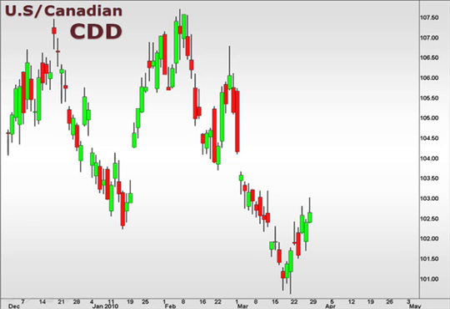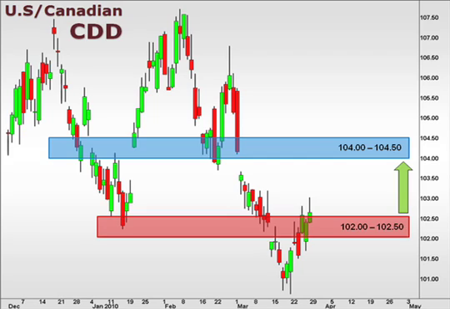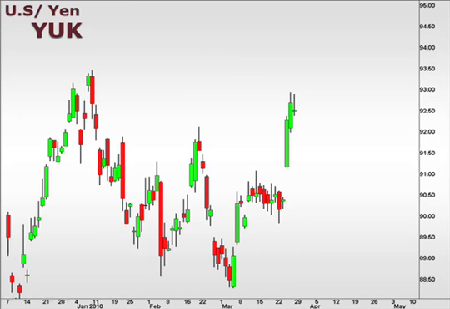Well, the U.S. dollar managed to gain some ground back against the Canadian dollar, as seen here in the CDD. We talked about this 102.5 focal zone being an important level of resistance. The pair managed to inch its way higher and consolidates within that focal zone at this point. Now, should we see a follow-through to the upside, we'll be targeting the 104.5 focal zone within the next couple of weeks.